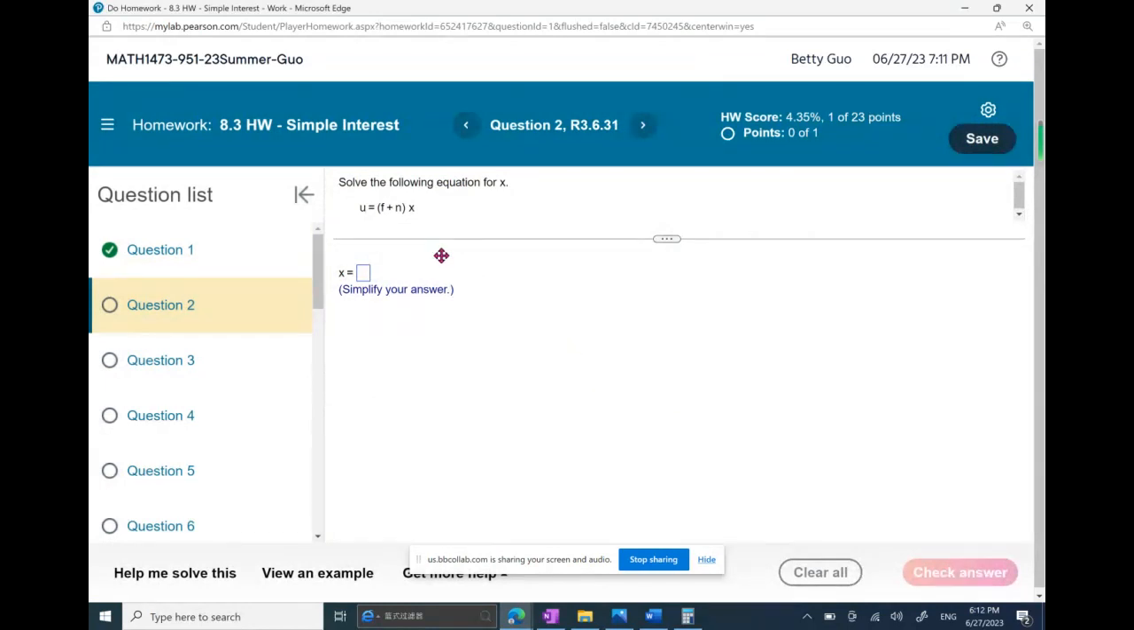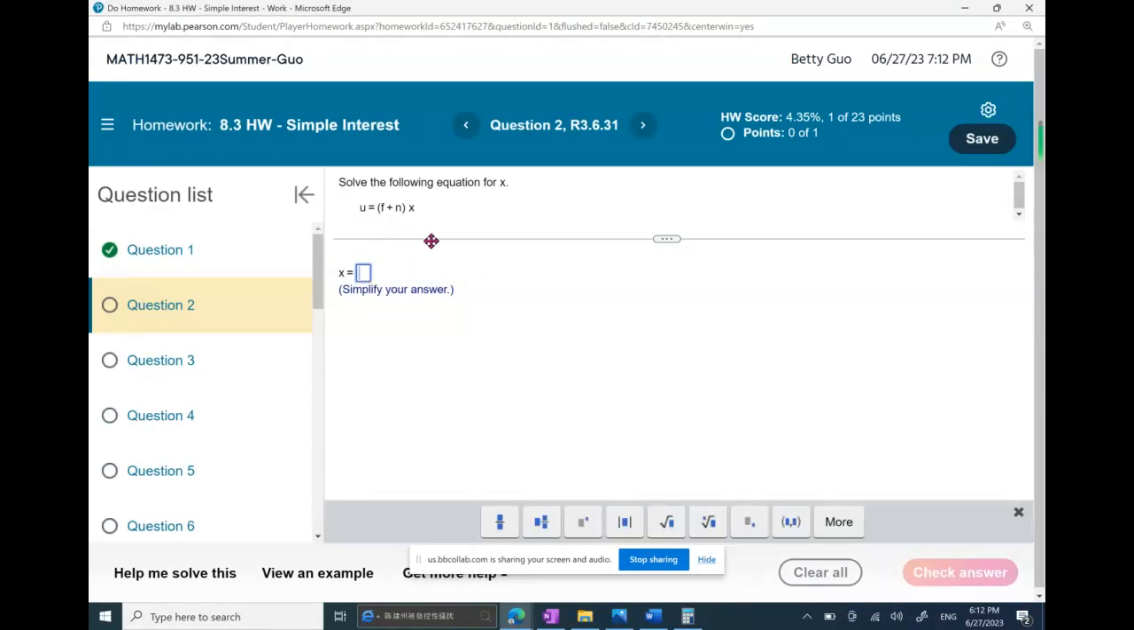Second question, solve the following equation for x. This equation actually is a formula. If we have an equation that includes more than one variable, then that equation is called a formula. If we solve the equation for a certain variable, in this case for x, then we are going to treat the other variables as constants.